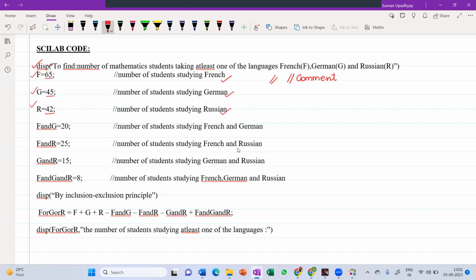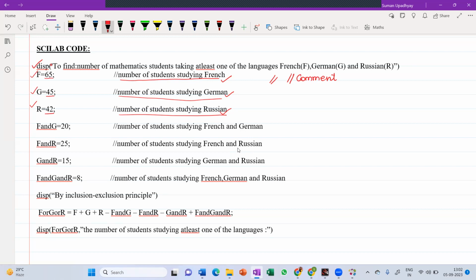It is not in SCILAB only. If you study any other languages, in those also you will find that this stands for a comment line, which is not read by any of the software. That is for our understanding. So this F, why have I defined F? F stands for number of students studying French. G stands for number of students studying German. R stands for number of students studying Russian. So this is for our understanding.